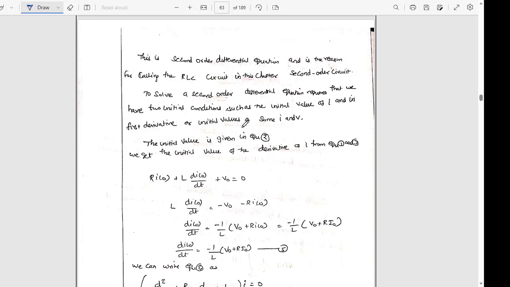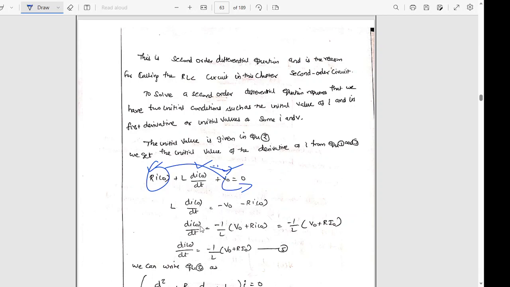So from equation 3 I can write, considering the initial current, R I of 0 plus L d I of 0 by dt, and instead of 1 by C integral I dt we are going to write V naught. That we already represented in equation number 1. So this can be written as L d I of 0 by dt, and I can take this to the right hand side, and this also to the right hand side. So you get minus V naught minus R I naught.